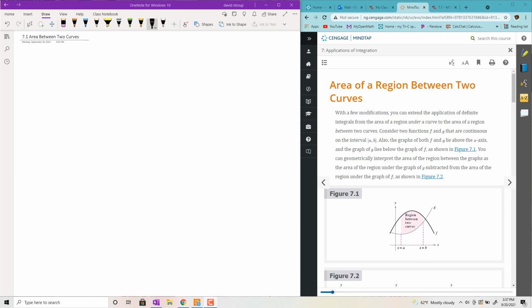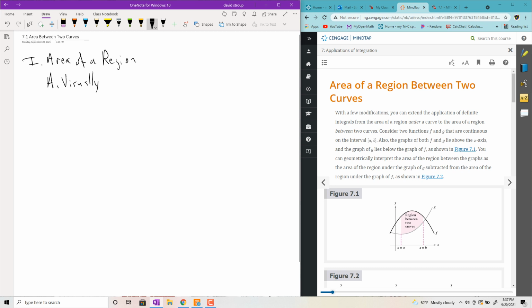Hey, welcome back. This is 7.1, finding the area between two curves. And we begin with some pictures of what's going on. So, area of a region. And first, just thinking visually, I think of it like the donut hole problem.